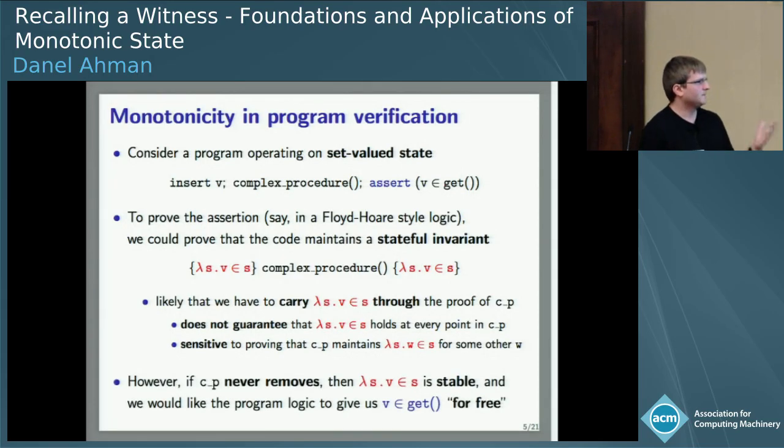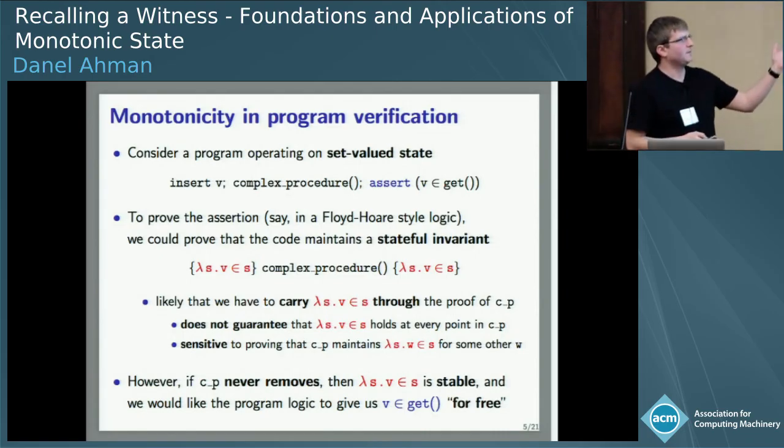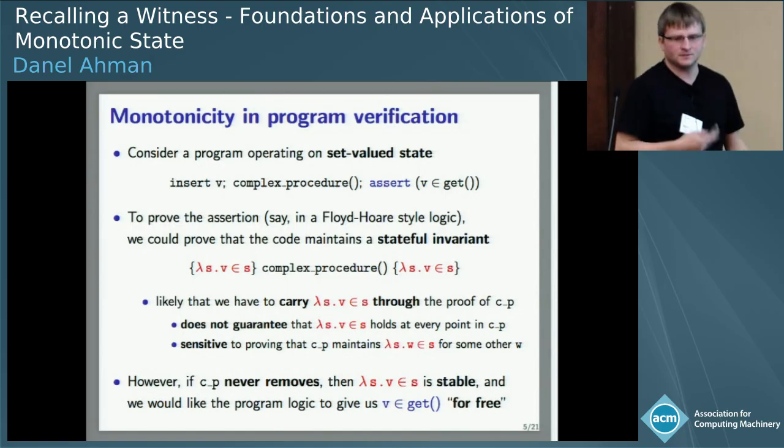On the other hand, if we were to know that this complex procedure never removes any elements, so it only does reading and inserting, then this invariant that we're talking about is really invariant. So it's stable with respect to any possible state updates that the complex procedure can do. And in that case, we would like our logic to give this as the final assertion essentially for free. We would like to have enough power in the logic to get it for free, and this is mostly what I'm going to tell you about in this talk: how to extend Hoare logic with this sort of capability. So this is monotonicity in verification. It's a very toy example, but it illustrates the trade-offs that you have.